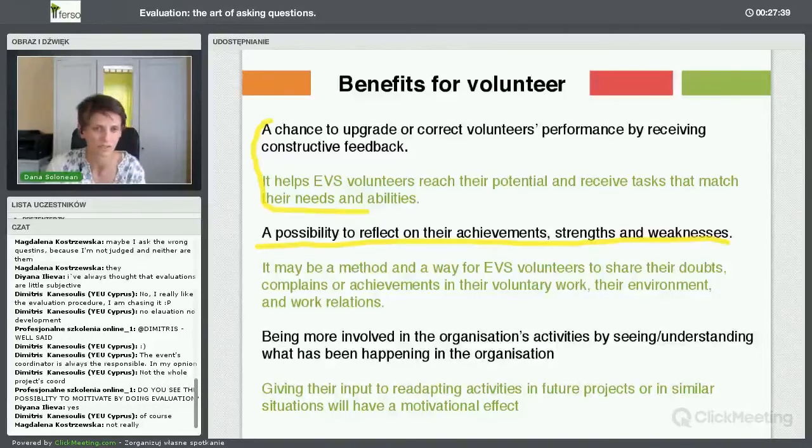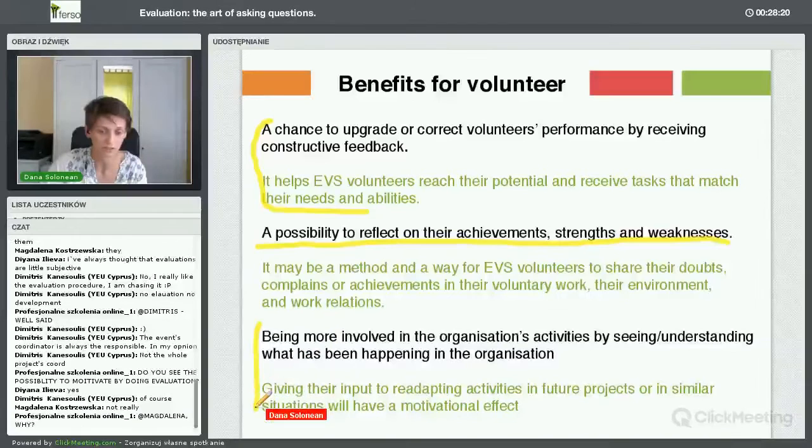I want to say a very important thing here: not all EVS volunteers are so outgoing and open. It's a cultural thing, I guess, also. So not everybody will just stop you in the hallway and say, "Hey, I have an issue. Do you have 5 minutes to listen to me?" Some really need a more formal environment and even an instrument like a questionnaire or a method to share their things. Not everybody feels very comfortable, especially when it comes to the negative part. So this is why evaluation is also very important.